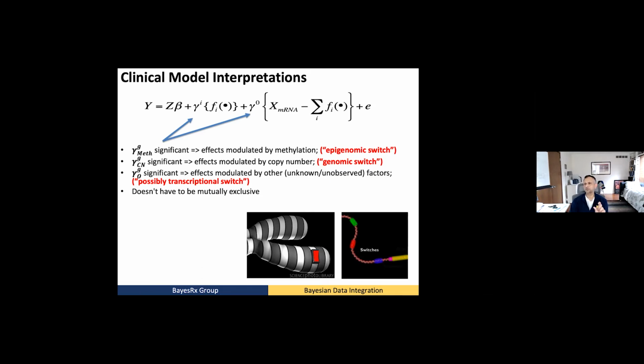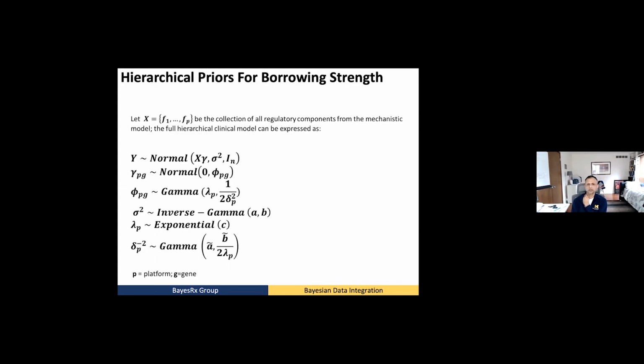It could be that the genomic switch gets turned on, which drives the expression and hence the survival. Or it could be the genomic switch whose effect is modulated by something else. So these regression coefficients have a very specific meaning in this context of connecting it with the clinical outcomes, right?